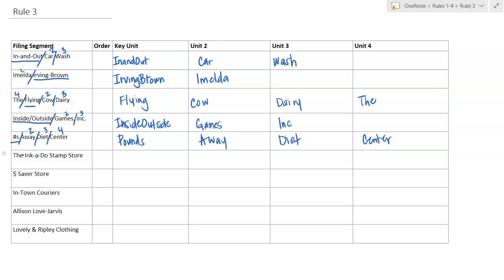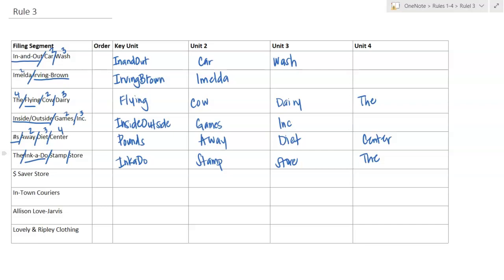Okay, next I have the Inkadoo stamp store. Let's separate these. There's no space between the dash and the words here. So Inkadoo is 1 unit. That's also my key unit because this begins with the word the. So Inkadoo, no spaces between these words. Stamp store, and then finally unit 4 is the word the.